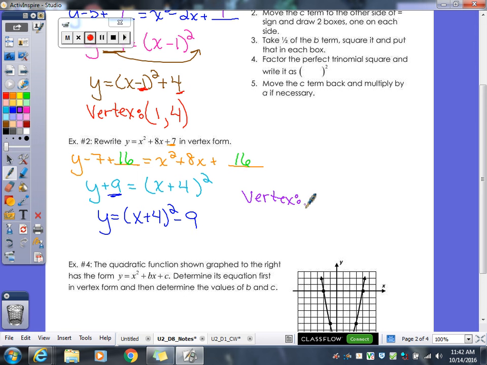What would be the coordinates of our vertex? Very good. Negative 4, negative 9. Because it's just like with your circles. When it's in here and it's squared, you've got to change the sign of it when you take it out. The 9's not in there, so it stays as it is.